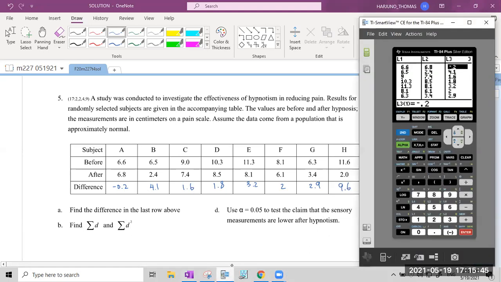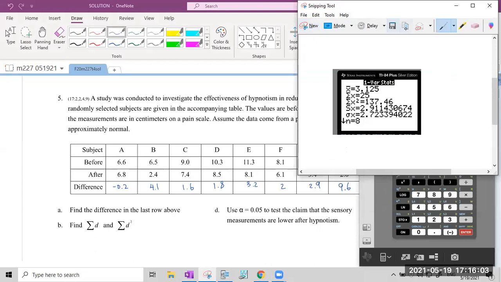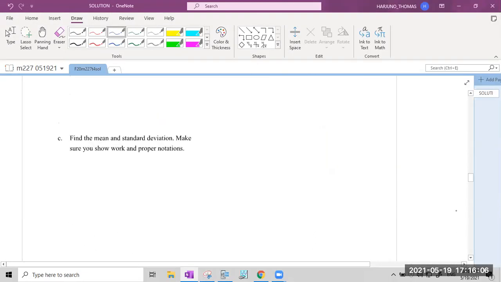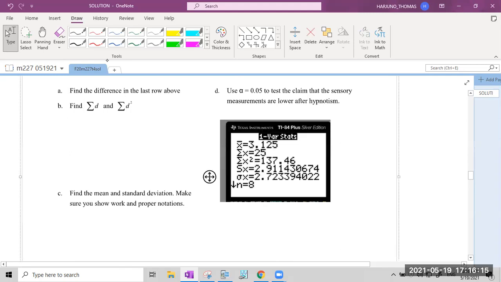Okay, go back to my calculator. I need to find the sum of D squared. Go to stat, calculate, one-var stats, list number 3, which is already there. Let me screenshot that so that I don't need to go back to the calculator again and again. Okay, so the sum of D is 25. The sum of D squared is 137.46.